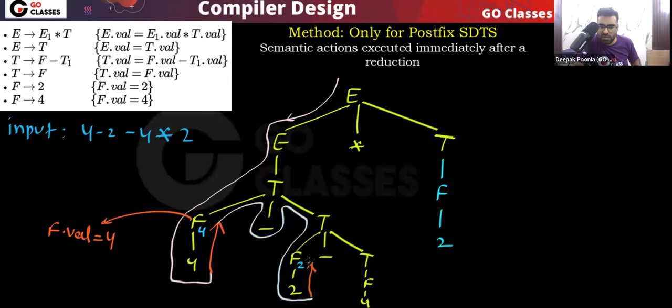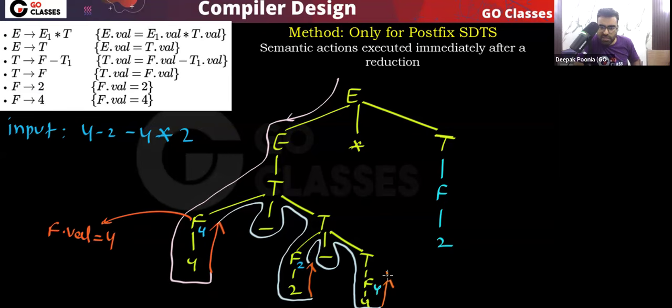Now you keep going until you see the next reduction. We got our next reduction. This 4 is reducing to F. Immediately after this reduction, the corresponding semantic action we will perform. So F dot value will be 4.